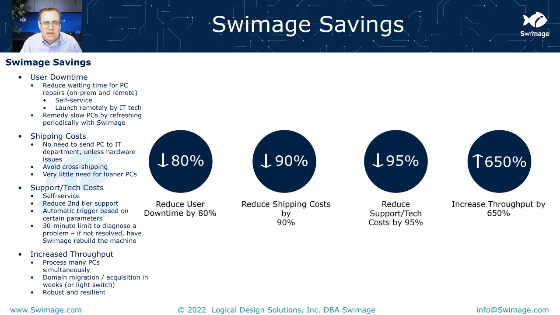Reduce user downtime. This is the amount of time a user has to wait for their machine to get functioning again after something happens. So maybe it gets a blue screen of death, it dies, it gets a virus, whatever it is. Depending on where they're at and where the technicians are, I've seen home users get 2 weeks downtime before they can get fully functional again because of the cross shipping that has to happen and that sort of thing. And for those remote workers, the downtime reduction is significant because Swimage can kick in, rebuild the system, get it functioning in a matter of minutes versus sometimes weeks. But on average, what we discovered was about an 80% reduction in user downtime.